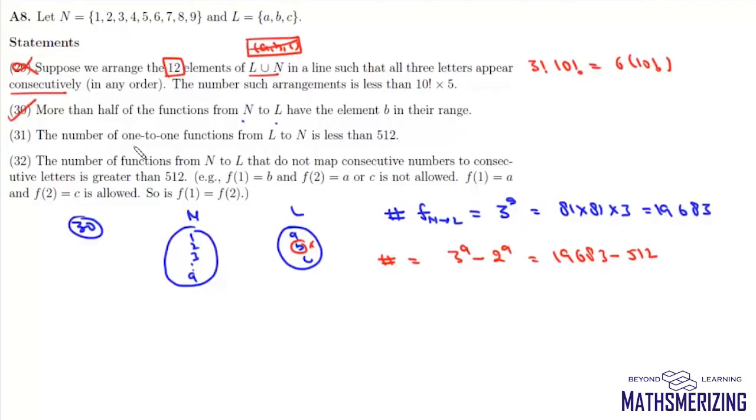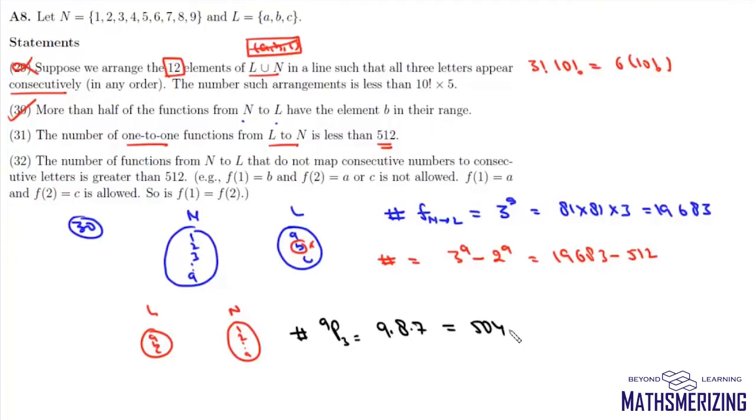Now 31 is, the number of one-to-one functions from L to N is less than 512. Now here we are defining functions from L to N. So we have A, B, C, and in N we have 9 elements from 1 to 9. Now the total number of one-to-one functions will be given by 9P3, which is 9 times 8 times 7. The value is 504, which is less than 512. That means the statement 31 is also correct.